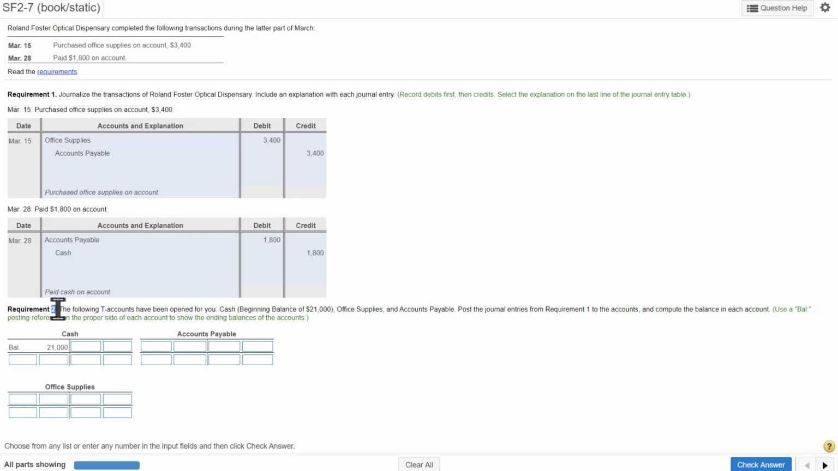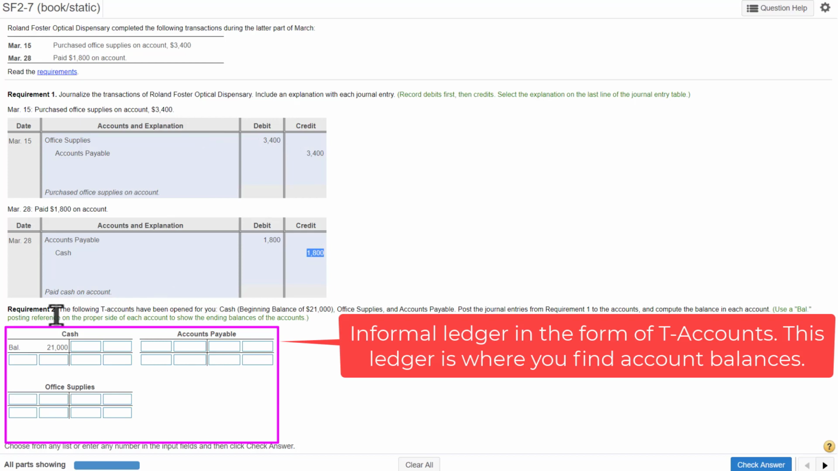All right, requirement 2. Well, let's say after you recorded these 2 transactions, your boss says, how much cash do we have? Because that's the first thing that they always ask. Well, we can't look up here and say how much cash we have because we don't know. All we know is that according to these 2 transactions, cash went down by $1,800. But how much was in it before? We don't know. We have to go to the ledger. So we're going to go down here to the ledger and notice cash had a previous balance of $21,000.